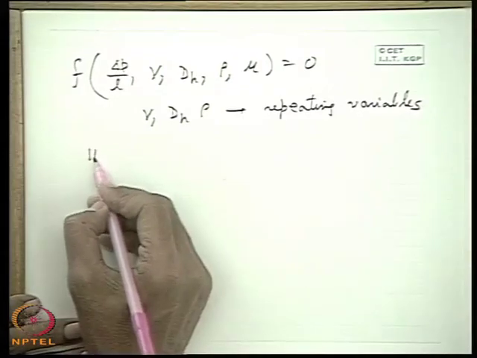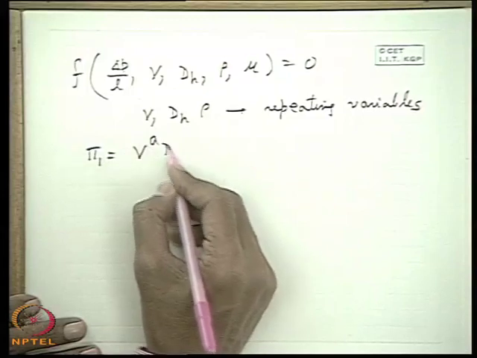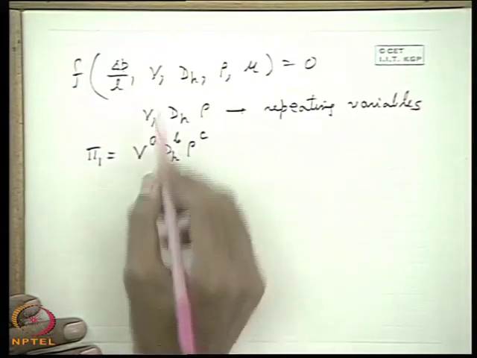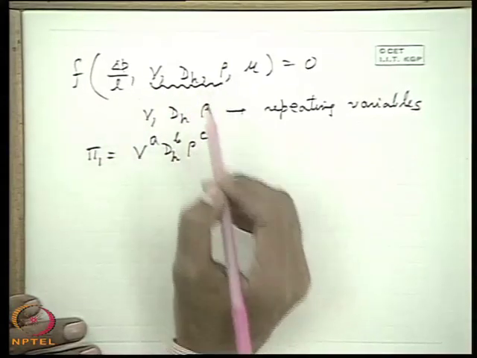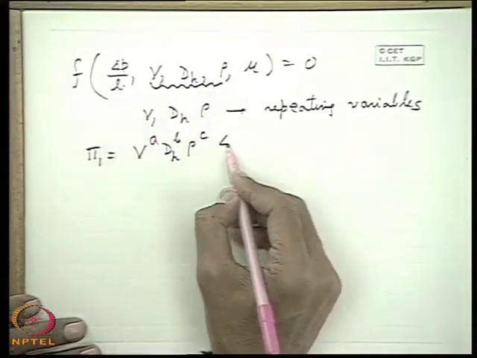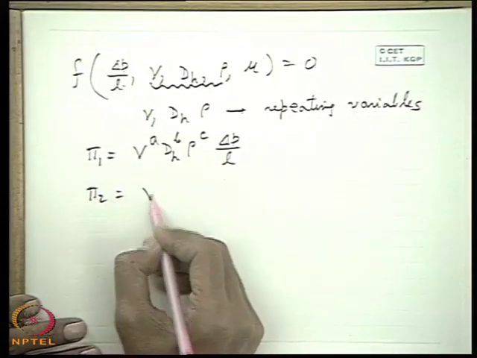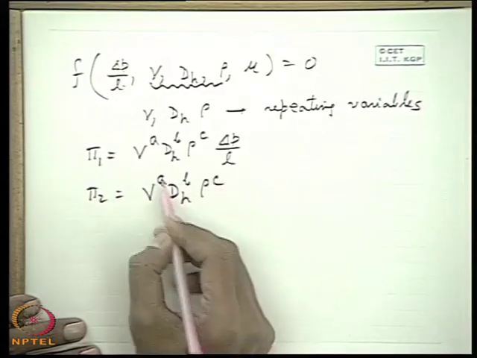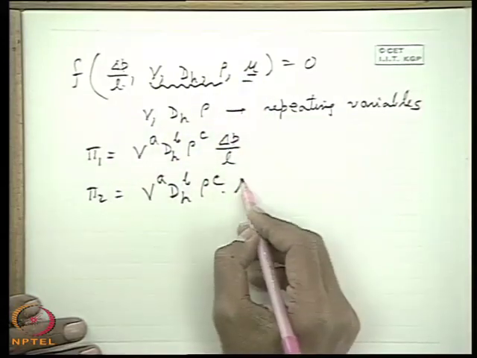Then set the pi terms by raising the repeating variables to an unknown integer exponent, and multiplying by any of the remaining parameters, that means other than V, dH, rho. So the remaining parameters: one is delta P by L and another. Pi 2 will be V to the power A, dH to the power B, rho to the power C, multiplied by another remaining term, mu. These A, B, C are different for each pi term.